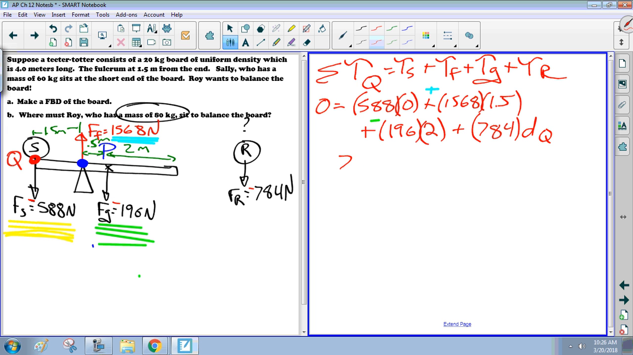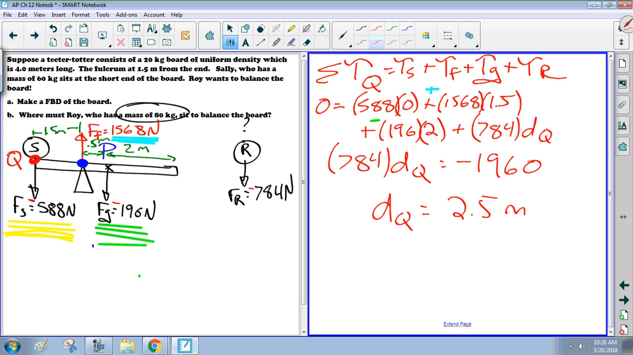All right. So if you solve this using your algebra, you end up getting that 784 times the distance from point Q is negative 1960. And then solve it, and the distance from point Q ends up being 2.5 meters. Is it negative?